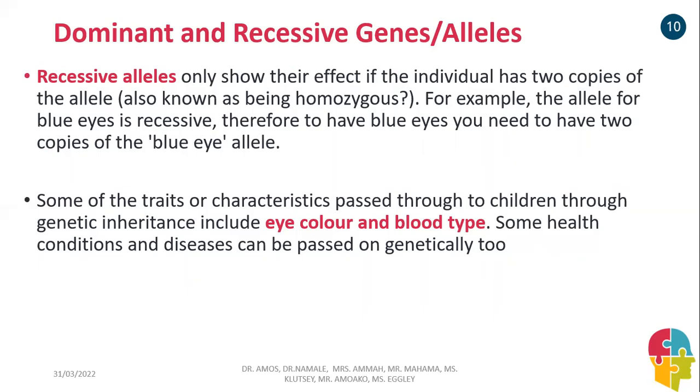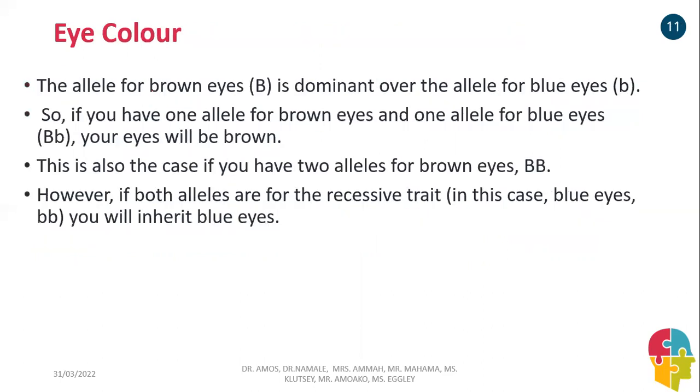Now, most of the traits or the characteristics that are passed from parents to offspring are done in a dominant-recessive manner. And so the traits such as eye color, blood type, etc., are also passed on genetically. So, for example, when we look at eye color, generally there are two types of eye color: brown eyes and blue eyes. Most of us Africans, Asians, Caucasians, etc., have brown eyes, and some whites have what? Blue eyes.